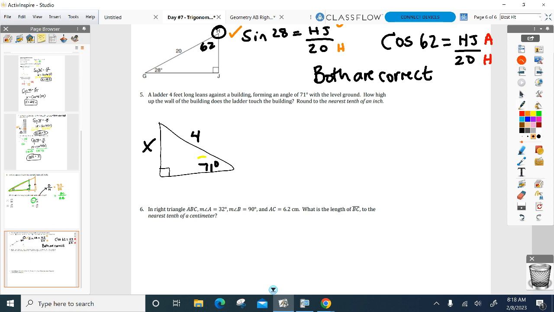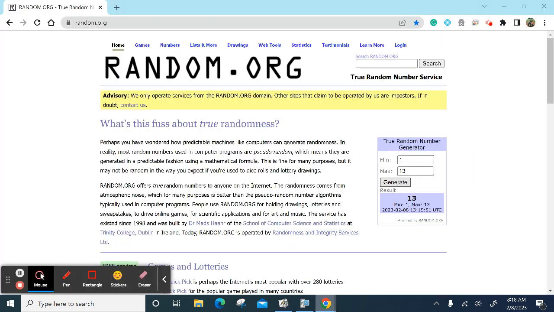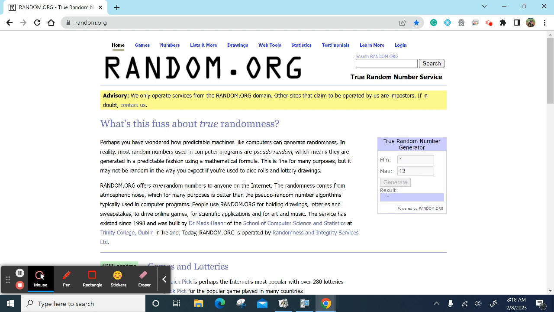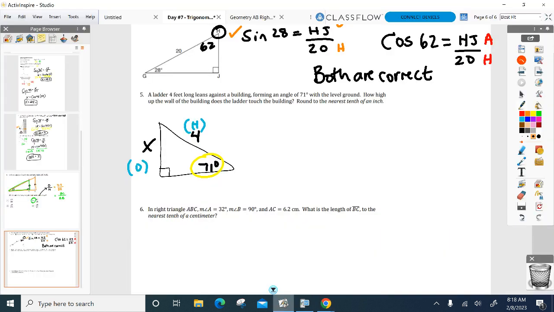All right, we go from the 71. Somebody let me know what the X and the 4 are. What's the X? That's what side? Good job. How about the 4? Hypotenuse. This is a basic problem that we've done so far. If I have the opposite and hypotenuse, which one of the 3 ratios can I use? Sine. Good work.